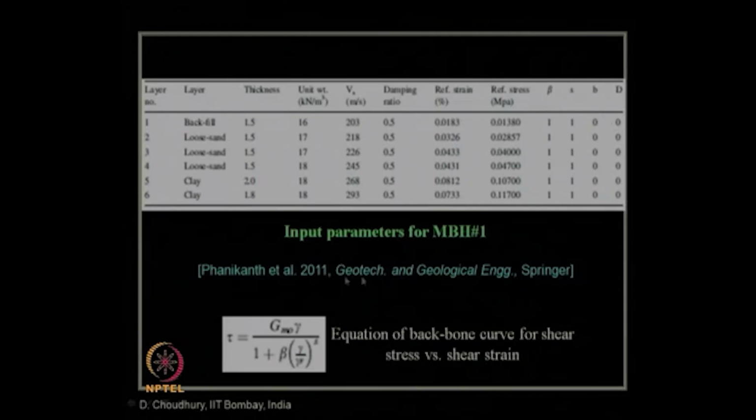You can get the details in the paper as I have mentioned, where you should know the equation for the backbone curve, that is tau versus gamma, which is expressed in this form. G max is nothing but the initial tangent modulus, that is, the maximum shear modulus. Beta is a coefficient, s is another coefficient, gamma is cyclic shear strain and gamma r is reference shear strain. You select a reference strain at the beginning and then iterate until the selected reference strain and the finally obtained converged reference strain match.